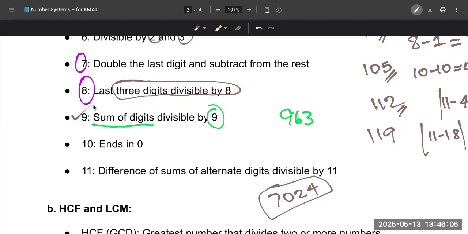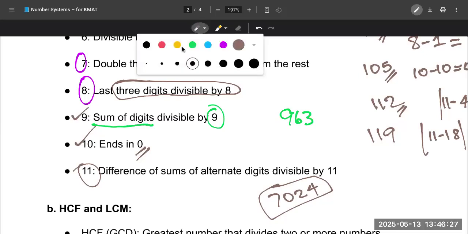Yeah, we've looked at 9. 10 is the easiest one. And what is with 11? So a number is divisible by 11 when the sum of alternate digits is divisible by 11.